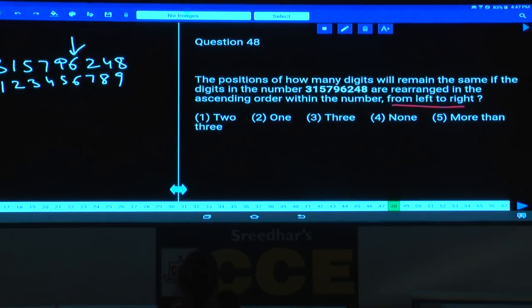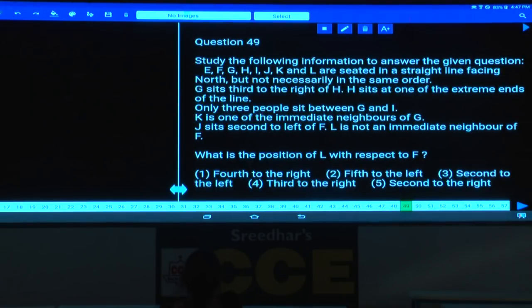Only 6 remained at the 6th position, all the remaining elements were changed. Then what is your answer here? Only choice 2. There is only one digit, that is 6, choice 2 is the answer, 48. Then question number 49 onwards.